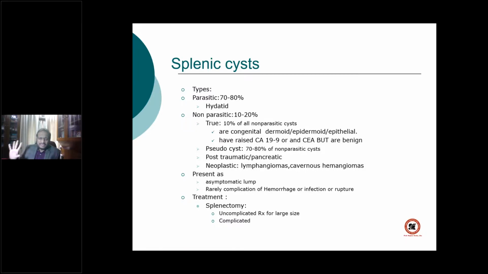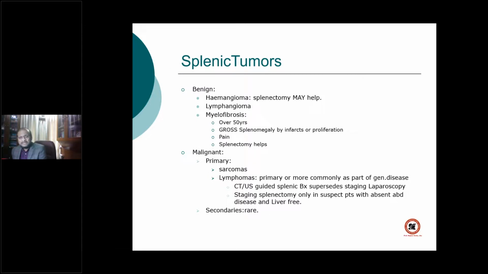Remember that. If the cyst is uncomplicated, don't do anything. If it's large in size, you have to do a splenectomy, as with complicated cysts. So in the majority of cases of splenic cysts, you may require a splenectomy. And that is the last, I think, the splenic tumors. Just very short: splenic tumors are not very common entities. Among the benign ones, hemangiomas, splenectomy will help you. Lymphangioma doesn't help you. Myelofibrosis, with gross splenomegaly with infarcts or proliferation, splenectomy will help, right?